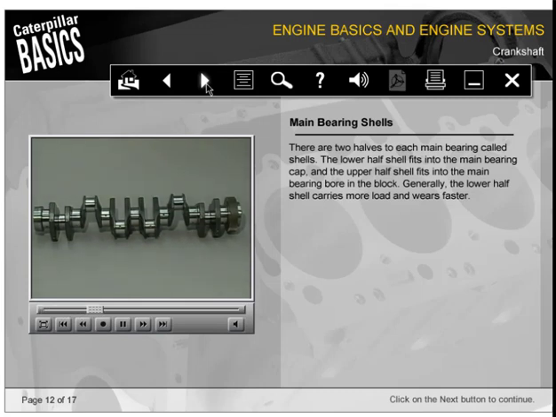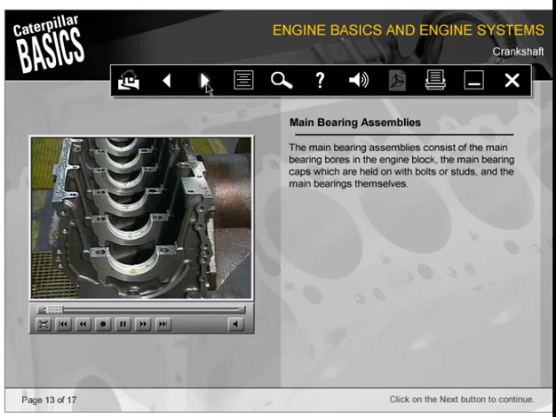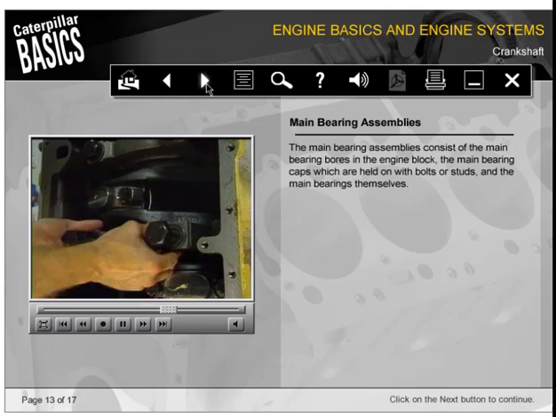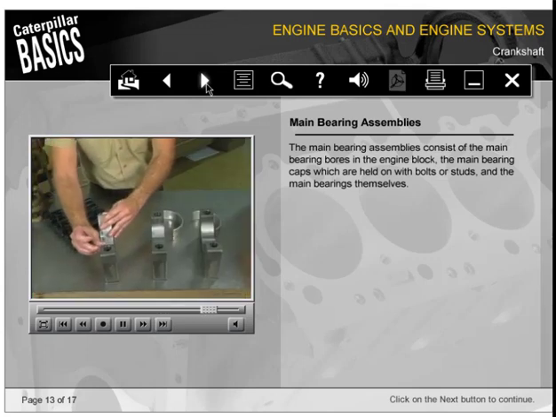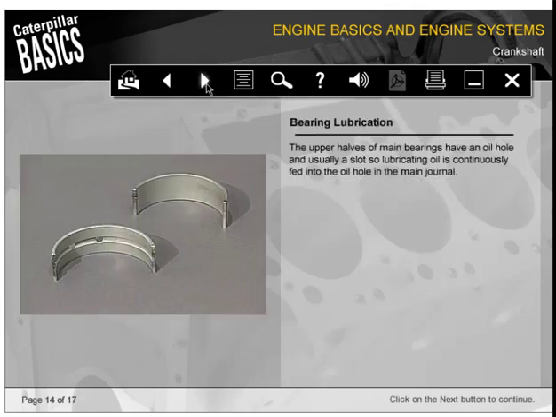Crankshafts for inline engines generally have only one rod-bearing journal for each cylinder, while V engines share a single rod-bearing journal between two cylinders. The main bearing assemblies consist of the main bearing bores in the engine block, the main bearing caps, which are held on with bolts or studs, and the main bearings themselves. The upper halves of main bearings have an oil hole and usually a slot, so lubricating oil is continuously fed into the oil hole in the main journal.